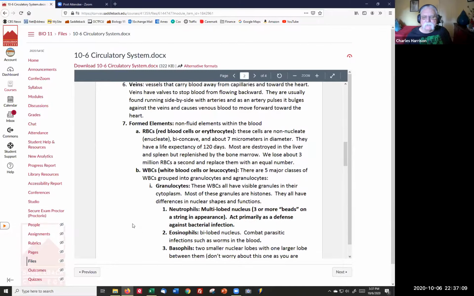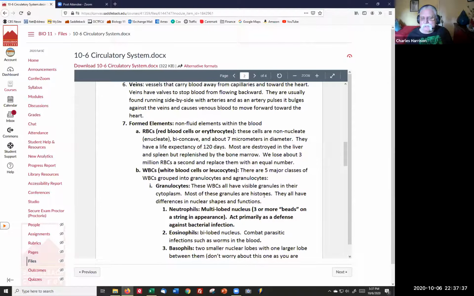The first type are called granulocytes. A granulocyte is not the name of a particular white blood cell, but a group that have granules embedded inside of the cell. And you'll actually be able to see them under a microscope if they're stained appropriately.